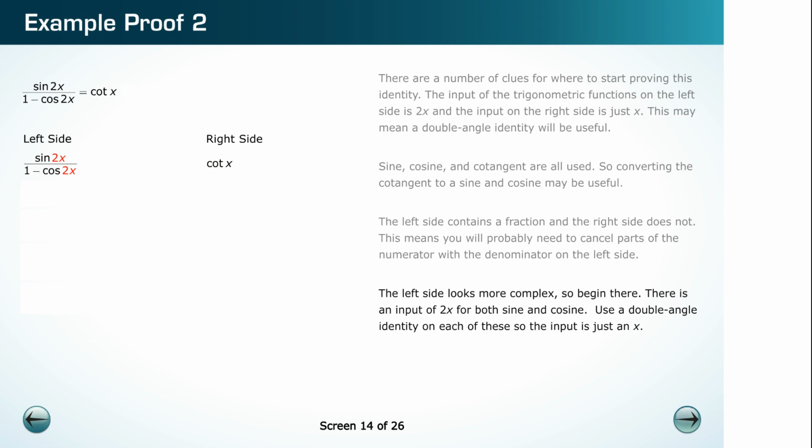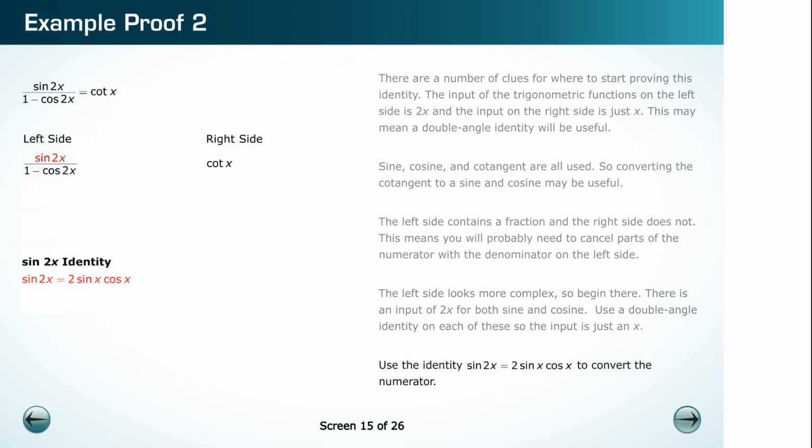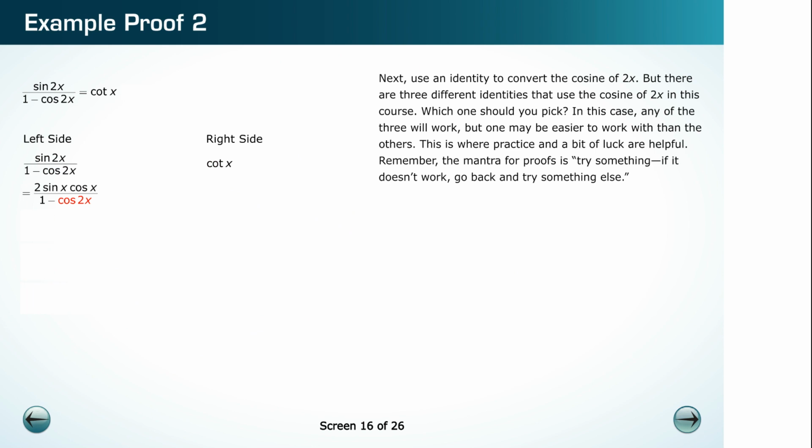There is an input of 2x for both sine and cosine. Use a double angle identity on each of these so the input is just an x. Use the identity the sine of 2x is equal to 2 times the sine of x times the cosine of x to convert the numerator. Next, use an identity to convert the cosine of 2x. But there are 3 different identities that use the cosine of 2x in this course. Which one should you pick?